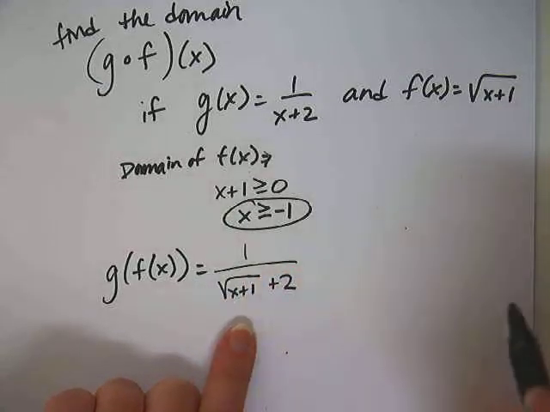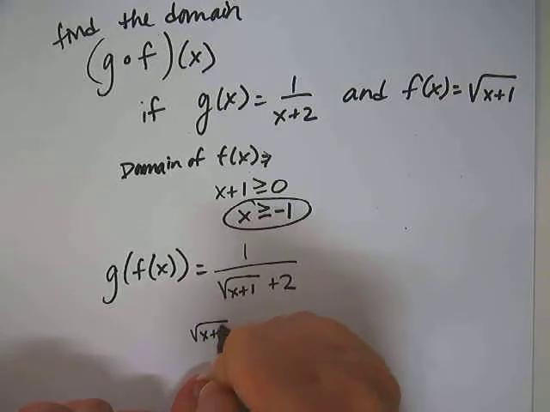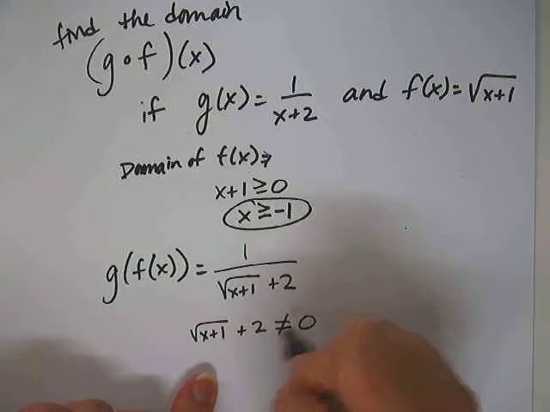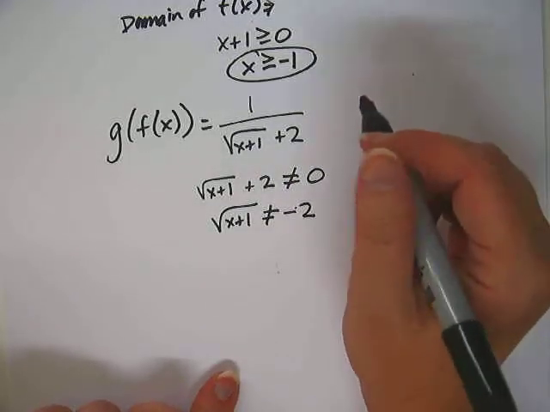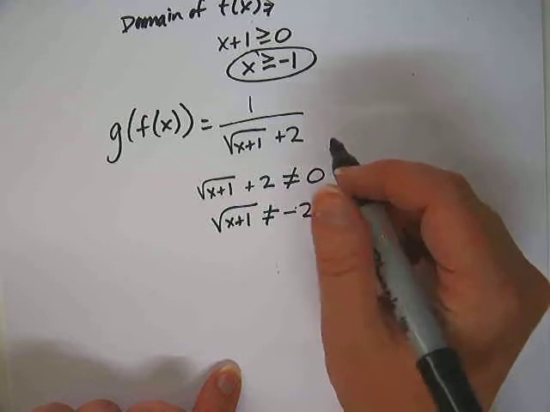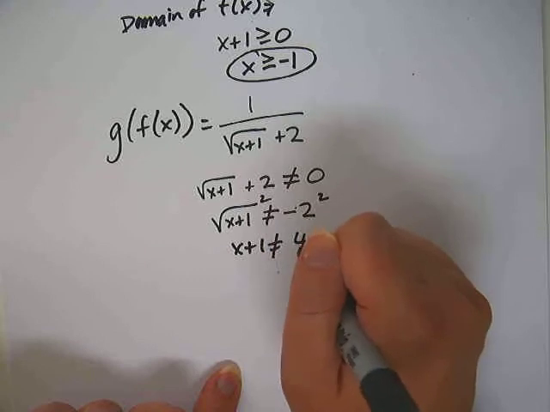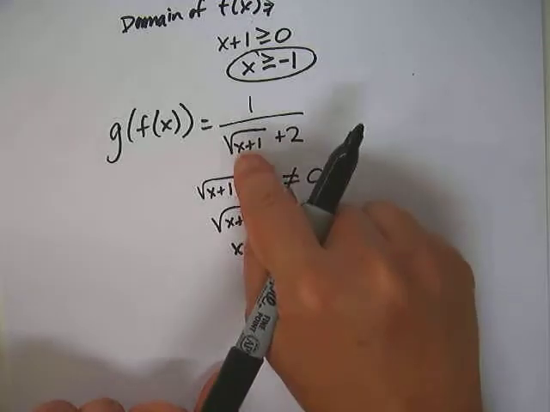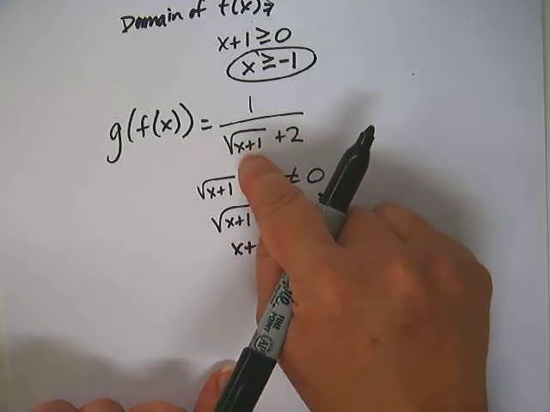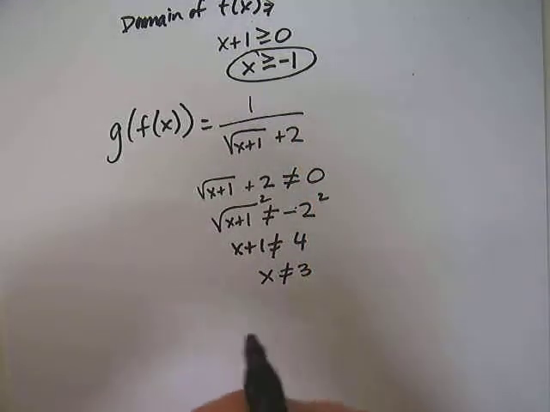I guess now we need to figure out what would make this denominator 0, right? So the square root of x plus 1 plus 2, we don't want it to be equal to 0. So we don't want the square root of x plus 1 to equal negative 2. Well, let's see, let's square both sides, because that would happen when x equals 3, right? Let's try that. Plug in 3. 3 plus 1 is 4. Square root of 4 is 2, and 2 plus 2 is 4, not 0.